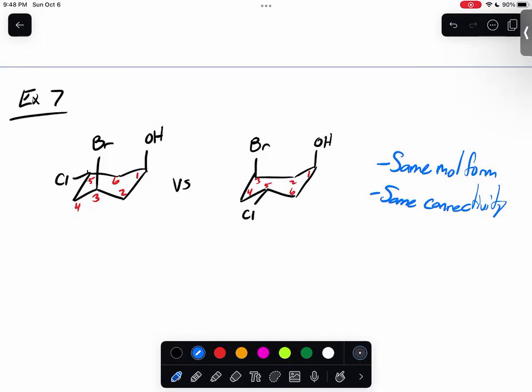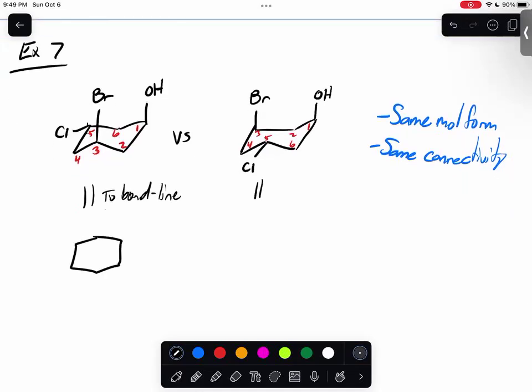Okay, let's take a look at these in their bond line form. Let's convert to bond line, because if we take a look at these in bond line, they may tell a little bit different of a story. In the case of this one over here, we have the OH pointed up, the bromine pointed up, and the chlorine pointed down. This one on the right, we have the OH pointed up, the bromine pointed up, and the Cl pointed down.